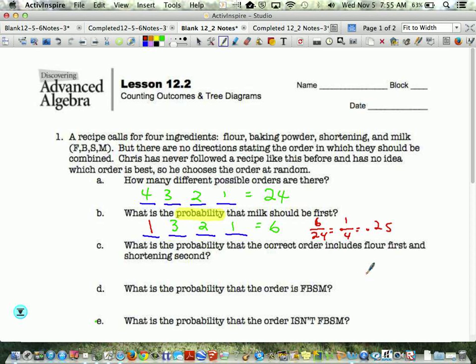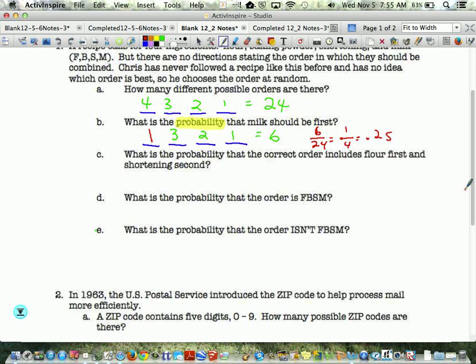Which probably makes sense. 4 ingredients, if you have to put one of them first, there's a 25% chance that that's the way it's going to be. So what I'd like you to do is go through C, D, and E on your own. Write those answers in for C, D, and E, and then we'll come back and I'll put the answers up there.